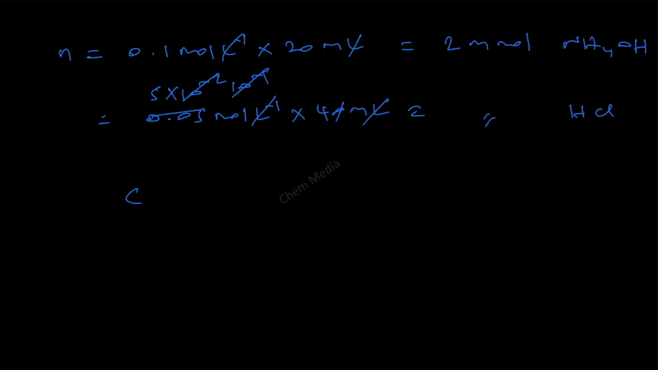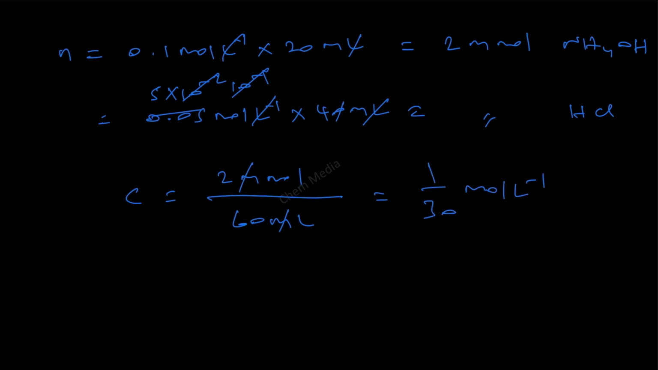Now the concentration of the salt is equal to millimole of the salt, that is 2 millimole, divided by total volume 20 plus 40, so 60 milliliter. So therefore this is equal to 1 by 30 molar. Therefore pH is equal to 7 minus 1 by 2. Kb value is given as 1 times 10 to the power minus 5.